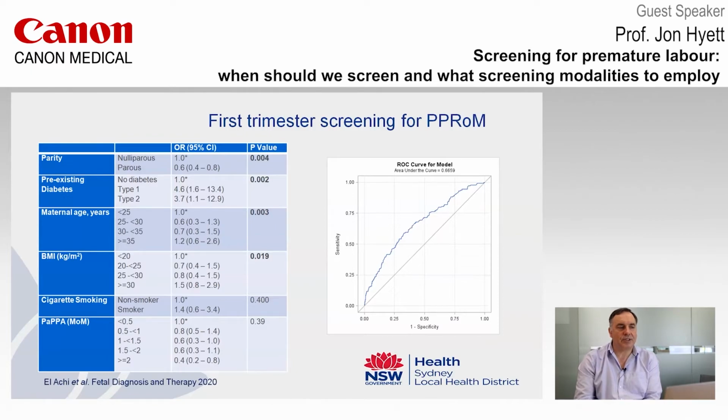So we've taken this a step further. We started to investigate whether we can generate our own algorithm for PROM in the first trimester of pregnancy. This is the first step in that work. You can see that the ROC curve on the right-hand side shows we're not quite there yet. We really need to try and improve this tool. One of the things we're doing at the moment is looking at whether first trimester assessment of cervical length helps with this model.